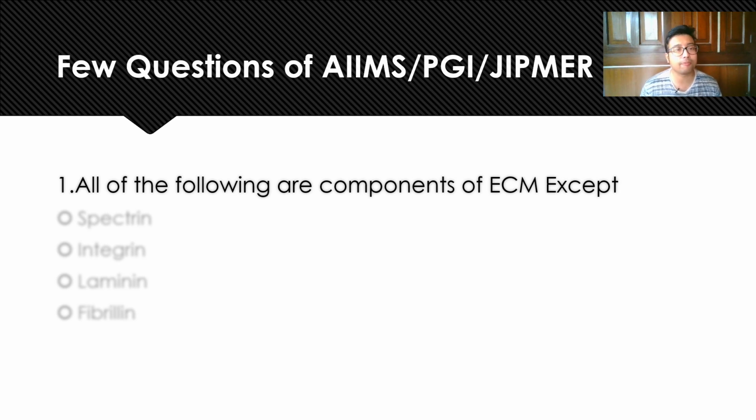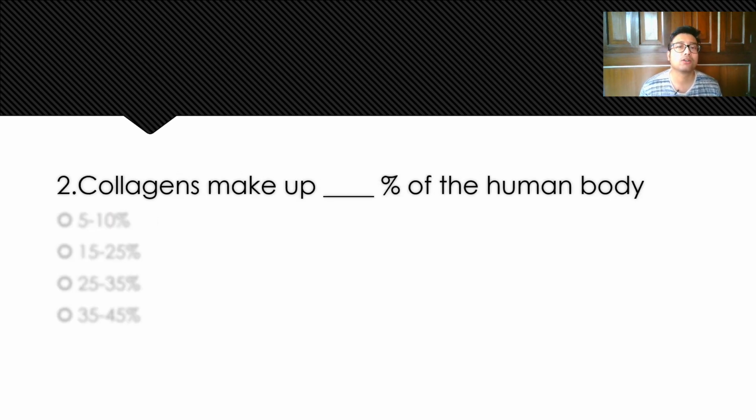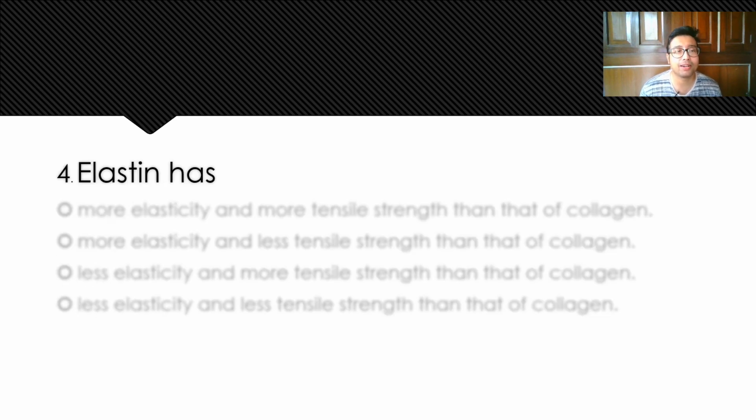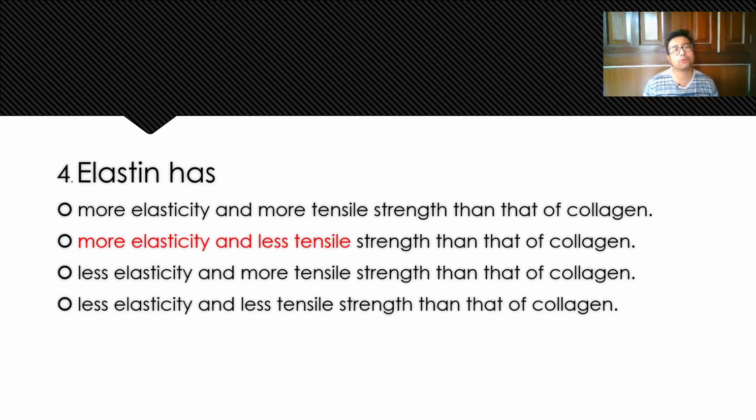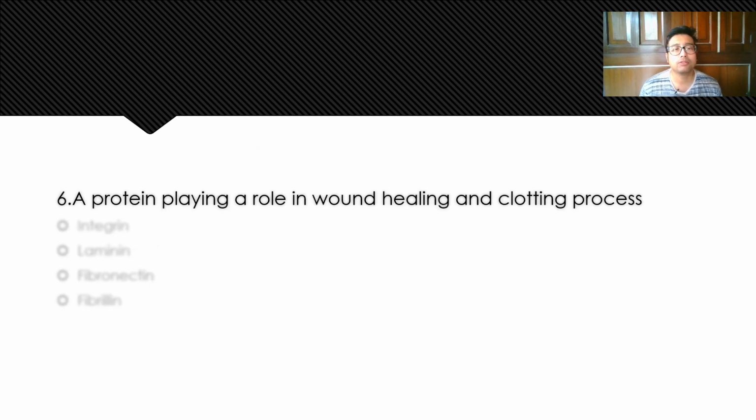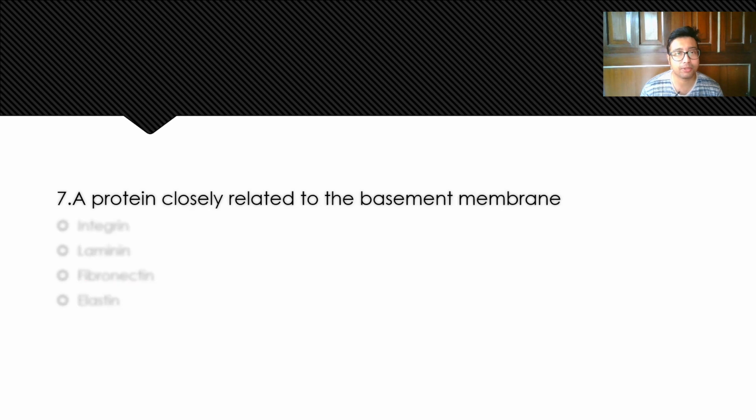Just a small recap: all of the following are components of ECM except, the answer was pectrin. Collagens make up 25 to 35% of the human body. Collagen most common in basement membrane is type 4. Elastin has more elasticity and less tensile strength than collagen. Fibrillin is secreted by fibroblasts. A protein which helps in wound healing and clotting process is fibronectin.